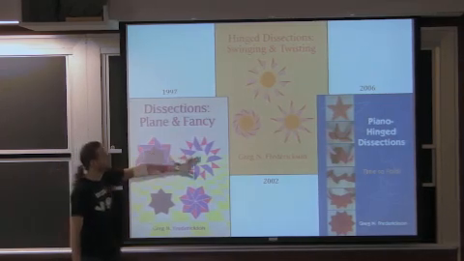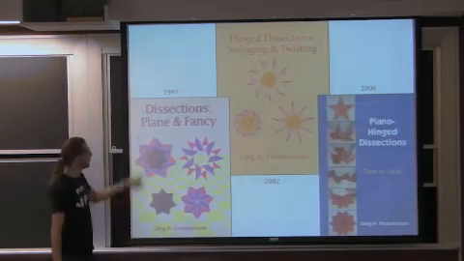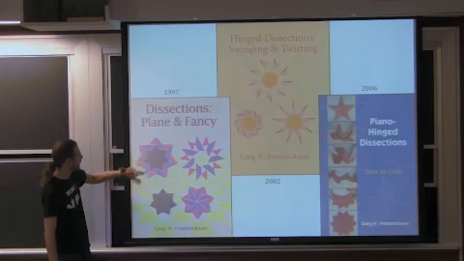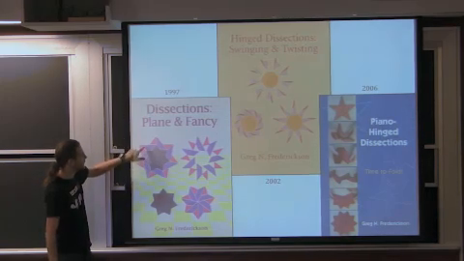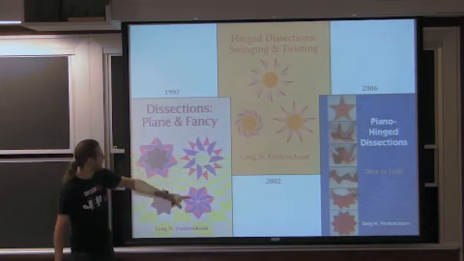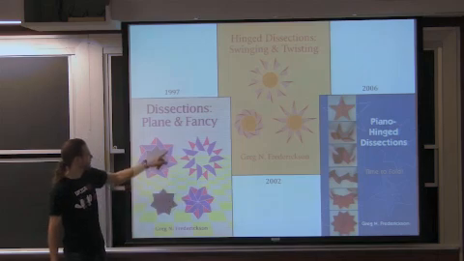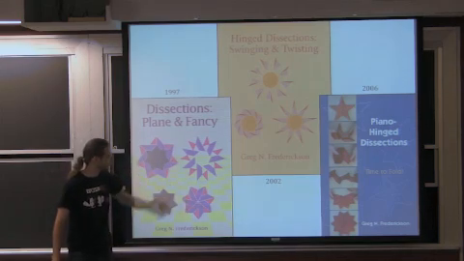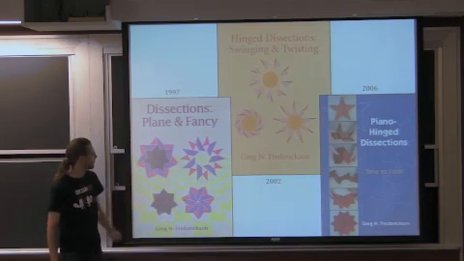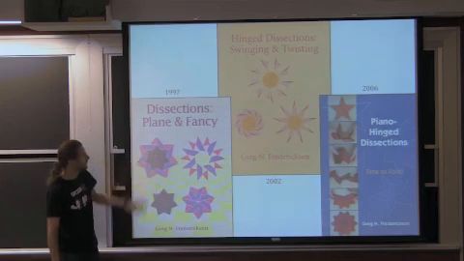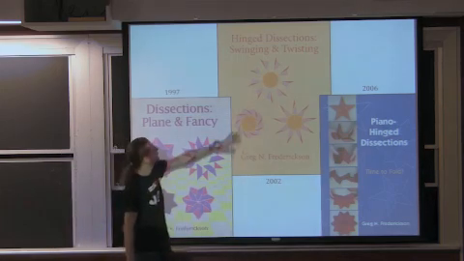He has 3 books of different kinds of dissections. This is actually a hinged dissection on the cover here of the purple and pink pieces hinged like this into a smaller star, from the outline of a big star to the interior of a smaller star, and then this star fits nicely inside. This is another hinged dissection.